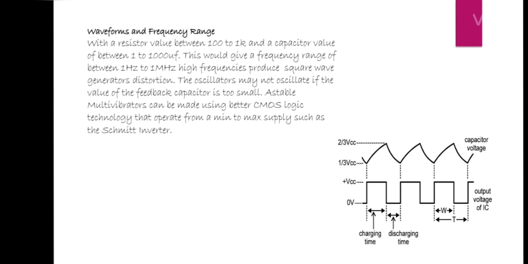Standard TTL logic gates do not work too well as square wave generators due to their average input and output characteristics, distortion of the output waveform, and low value of feedback resistor required. This results in a large value capacitor for low frequency operation. The oscillator may not oscillate if the value of the feedback capacitor is too small. Astable multivibrators can be made using better CMOS logic technology that operates from a minimum to maximum supply such as the Schmitt inverter.